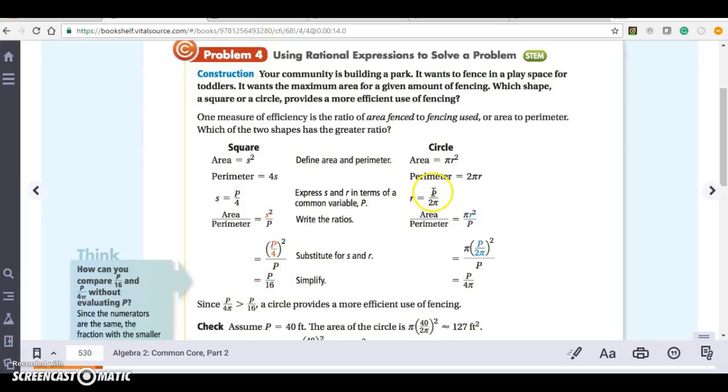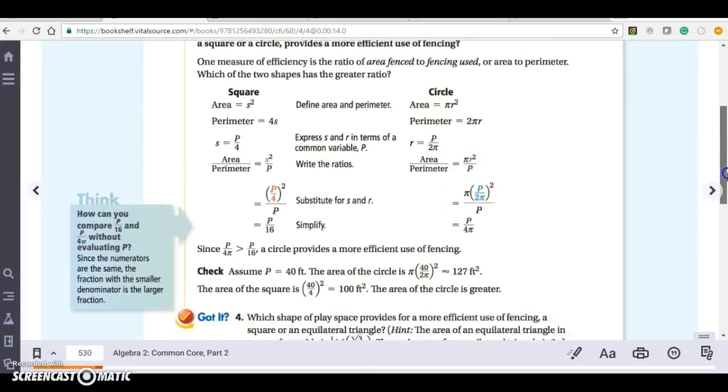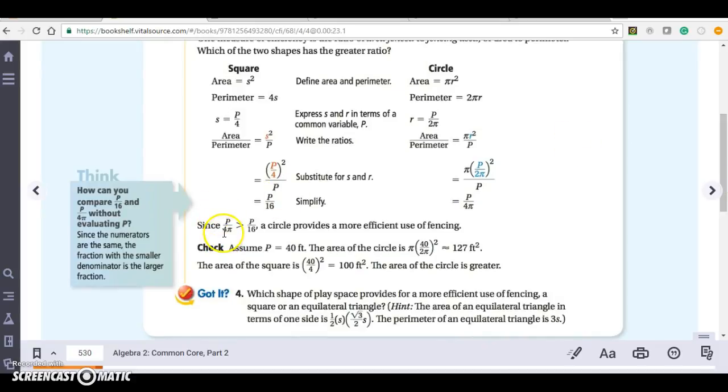We do the same concept here. Instead, looking at the perimeter, we're going to solve for r. And then I can take my P over 2 pi and plug it into the area. And I get pi times P over 2 pi, squared, because that's what r is equal to. And when I simplify, I get P squared over 4 pi. All right, so it says since P squared over 4 pi is greater than P squared over 16, a circle provides a more efficient use of fencing. So we can check it out by assuming that P is equal to 40.